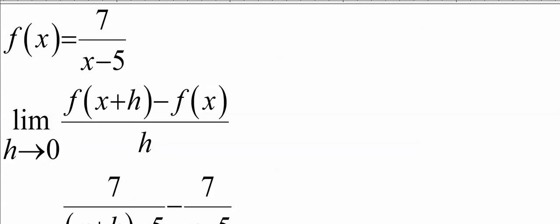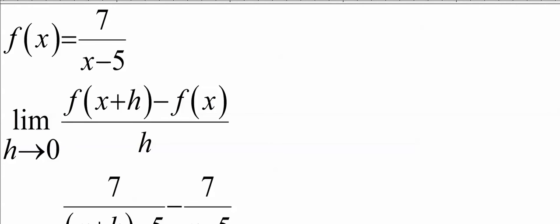So the question I got is how to do the limit definition of a derivative for something that looks like this. f(x) = 7/(x - 5). This actually just requires some fraction skills, so it's not too bad. We're going to go with the standard limit definition of a derivative: as h approaches 0 of [f(x+h) - f(x)]/h.